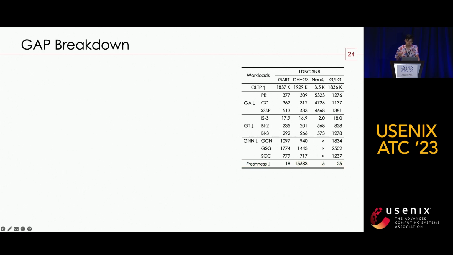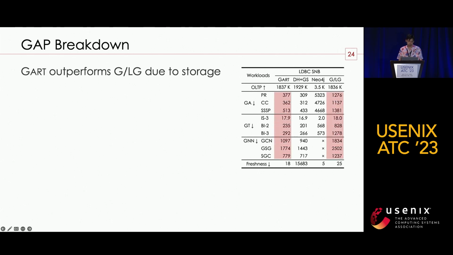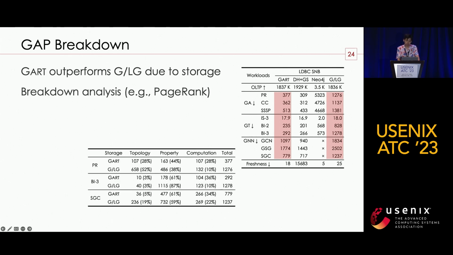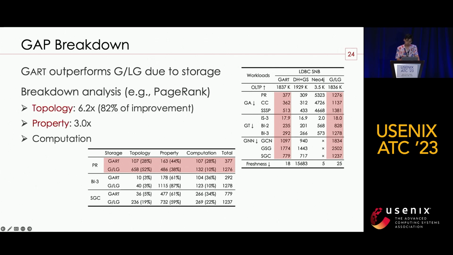We further break down the execution of GAP for detailed performance analysis and compare it with GAT using LiveGraph. We decompose an extraction path into three parts: access topology, access property, and the time of computation. The performance gains from topology and property are due to our designs on the graph storage. Using the PageRank algorithm as an example, nearly 80% of the performance improvement comes from our topology designs.